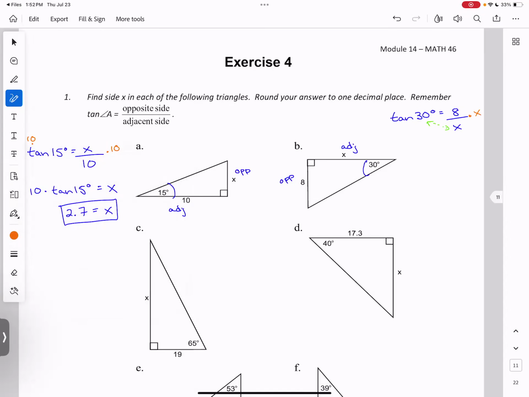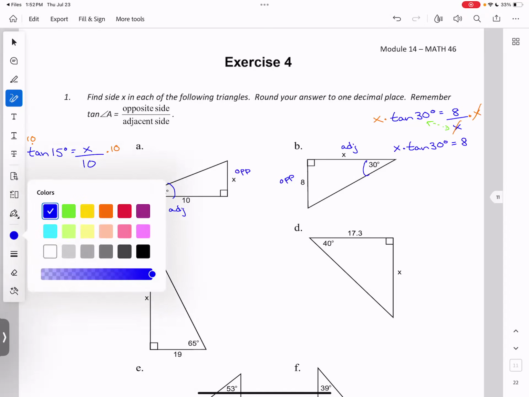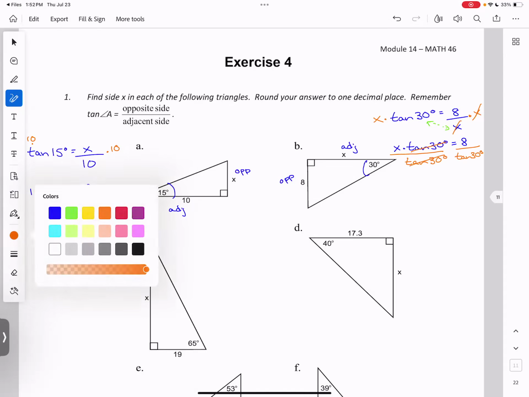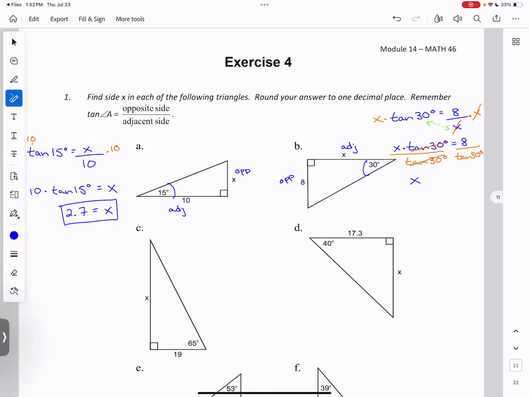I'll do it algebraically. So I'm going to multiply both sides by x so that my x's cancel on the right. And that leaves me with x times tan 30 equals 8. And I'm trying to solve for x, so I want x on its own. So I'm going to divide both sides by tan 30. So I get x is 8 over tan 30. And I can punch that into my calculator. And it gives me 13.9 if I round to the nearest tenth.